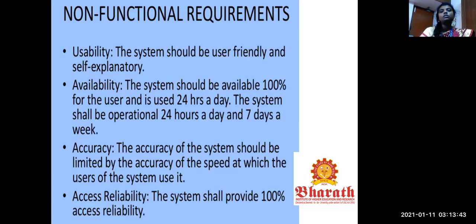And accuracy. If we move on to the accuracy of the system, it should be limited by the accuracy of the speed at which the user of the system works. So accuracy will be limited by the speed. By the speed, its accuracy can be measured. It will be quickly able to update, right? So there itself you can know about its accuracy.